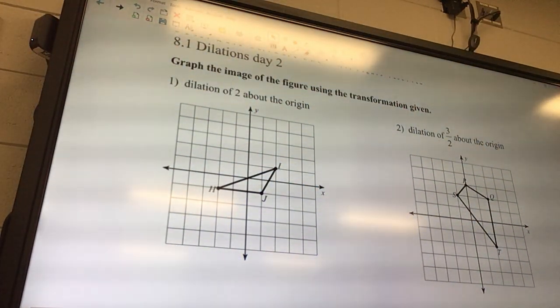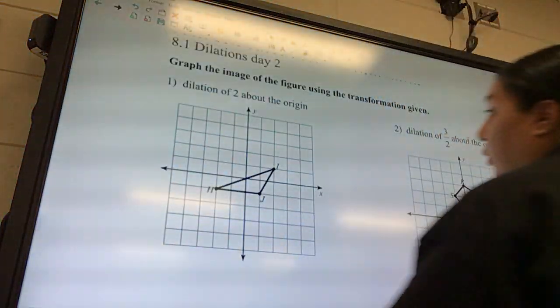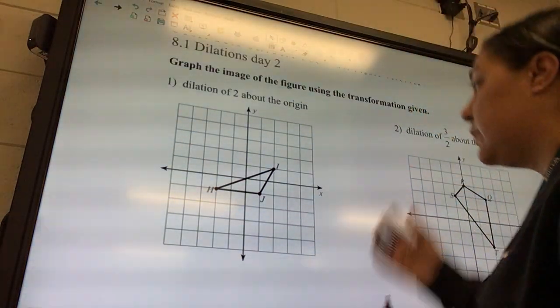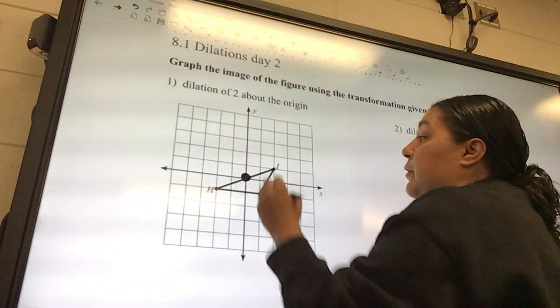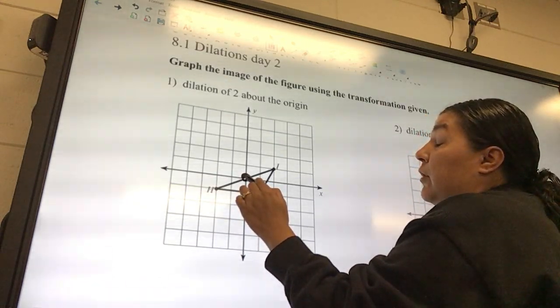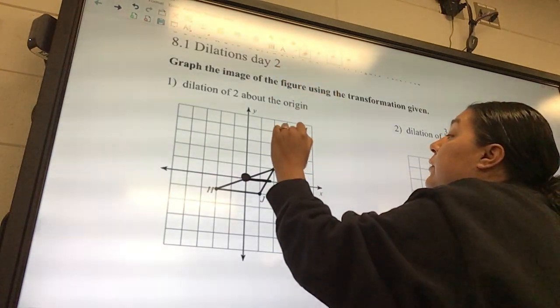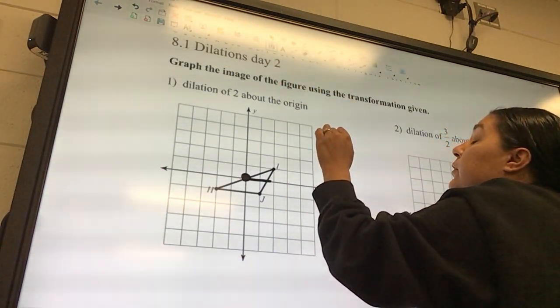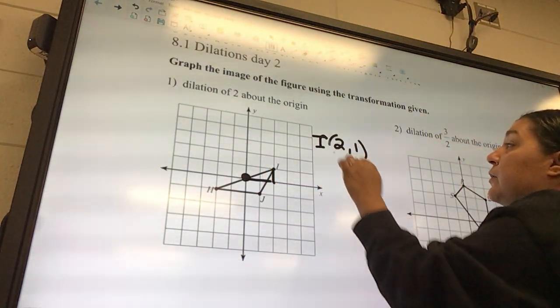So if we look at this very first one, if you recall, we find the coordinates, and in this case, it says a dilation of 2, so you're going to multiply by 2. Every one, we start at 0, 0, so this goes to the right 2, so it's positive 2, and then up 1, so it's 2, 1.